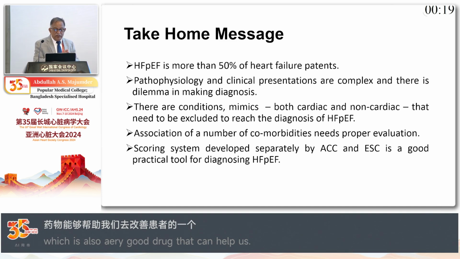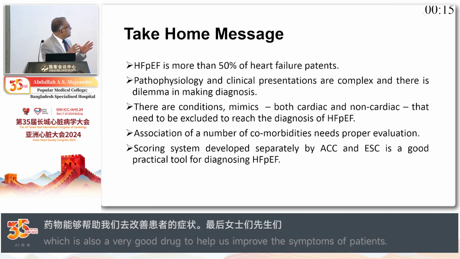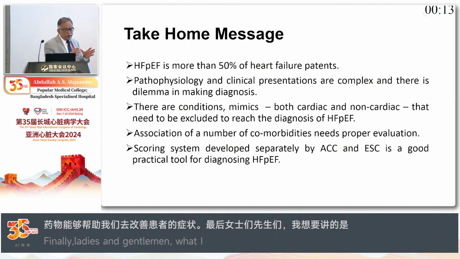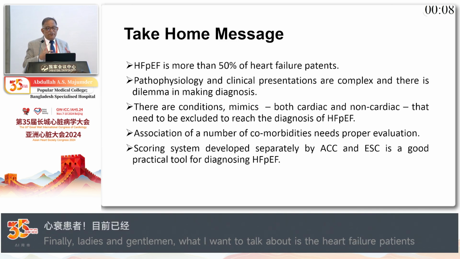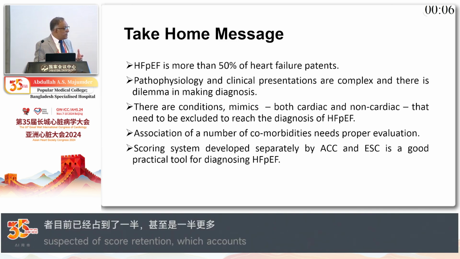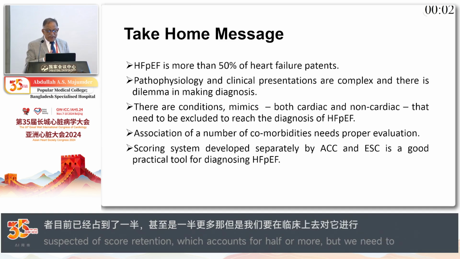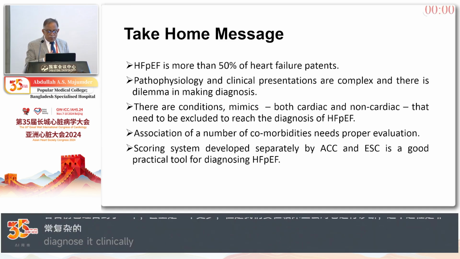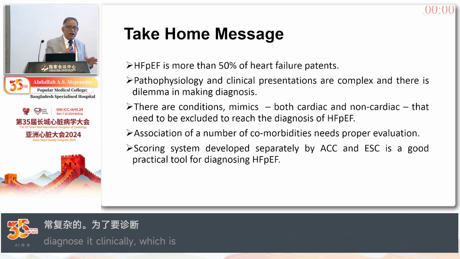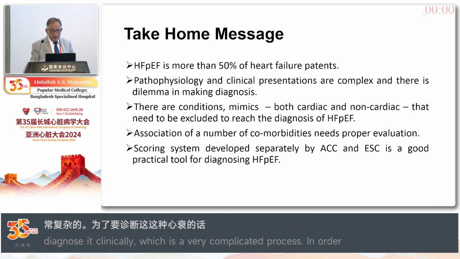So, ladies and gentlemen, having said so, the HFpEF is more than 50% of the heart failure patients. But sometimes we say the heart failure with reduced ejection fraction, and we forget about the heart failure with the preserved ejection fraction. Pathophysiology and clinical presentation are complex and quite different from the heart failure with reduced ejection fraction. And there is a dilemma in making the diagnosis.